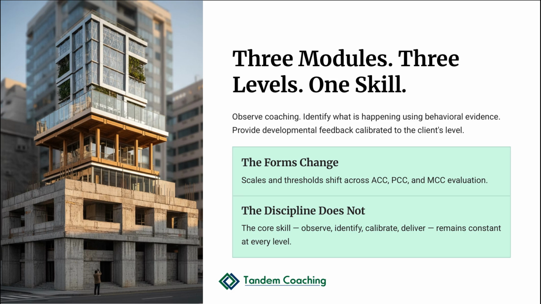3 modules, 3 credential levels, 1 core skill: observe coaching, identify what's happening using behavioral evidence, and provide developmental feedback calibrated to the client's level and stage of development. The forms change, the scales change, the thresholds change, the core discipline does not, and that discipline is now yours across the entire credentialing spectrum. This video connects the 3 modules into a unified practice.